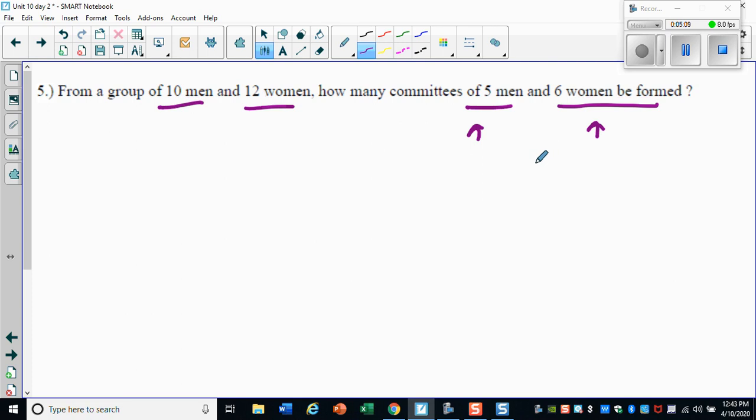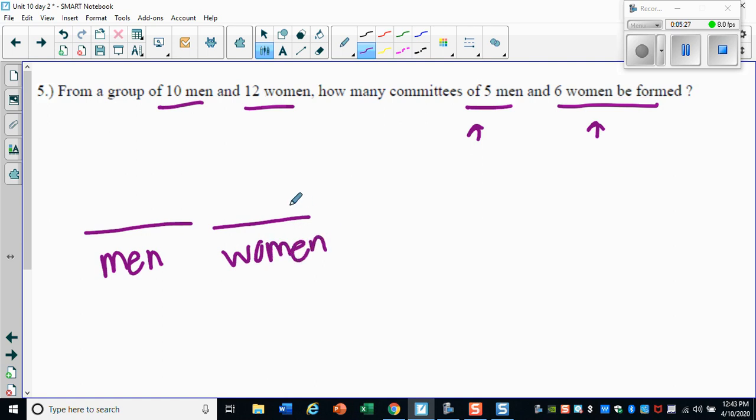Now, think about this for your groups. Does it matter what order they're in? No, it doesn't matter what order they're in. All that matters is literally that I have 5 of the 10 men and 6 of the 12 women. So here, think about this. I have a group of men and I have a group of women. But since the order doesn't matter, I'm going to use combinations.